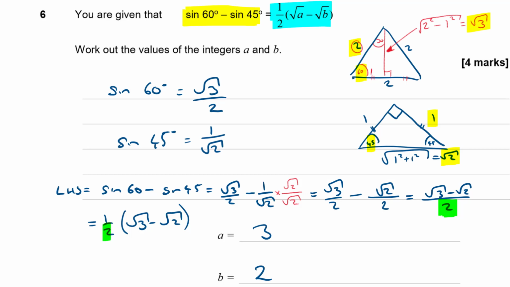Okay, now that's quite a hard question. You need to know about surds, you need to know about rationalizing denominators of surds, and more importantly, you need to know about the exact values of your trig identities. So you need to know the sine of 0, 30, 45, 60 and 90, and the cosines and tangents as well. Okay, so lots to learn if you don't know that yet.